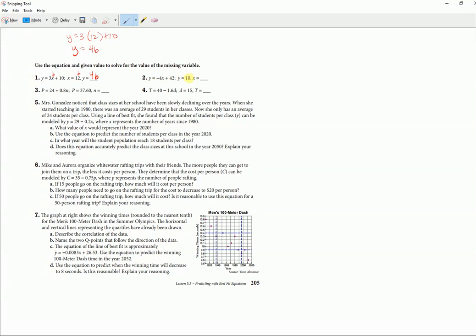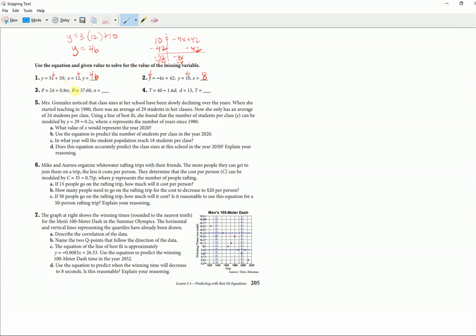Problem number 2 is kind of similar, except notice this time it's saying I'm going to give you the y value and solve for the x. So this time you have to say y, 10, is equal to negative 4x plus 42. Make your math wall here. Subtract 42 from both sides. We get negative 32 is equal to negative 4x, divided by negative 4, divided by negative 4, and I think our answer has to be positive 8.